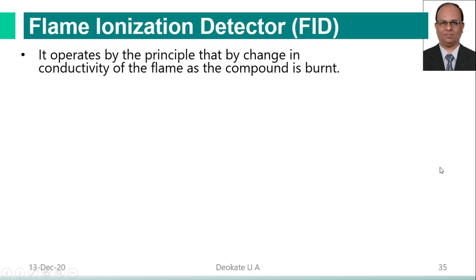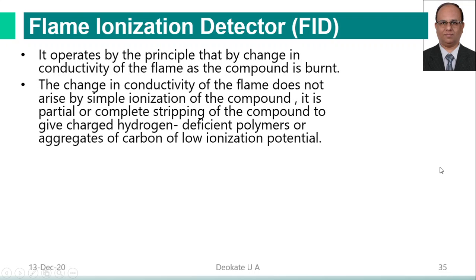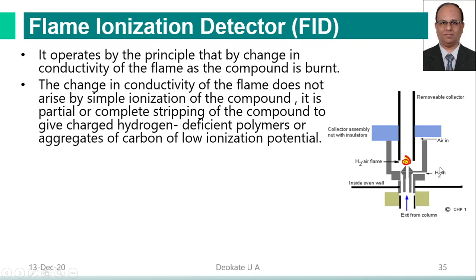It operates on the principle of change in conductivity of the flame as the component is burned. So ionization will take place due to the thermal energies. The change in conductivity of the flame does not arise by simple ionization of the compound. It is partial or complete stripping of the compounds to give charged hydrogen, defined polymers or aggregates of carbons of low ionization potential. See the diagram?